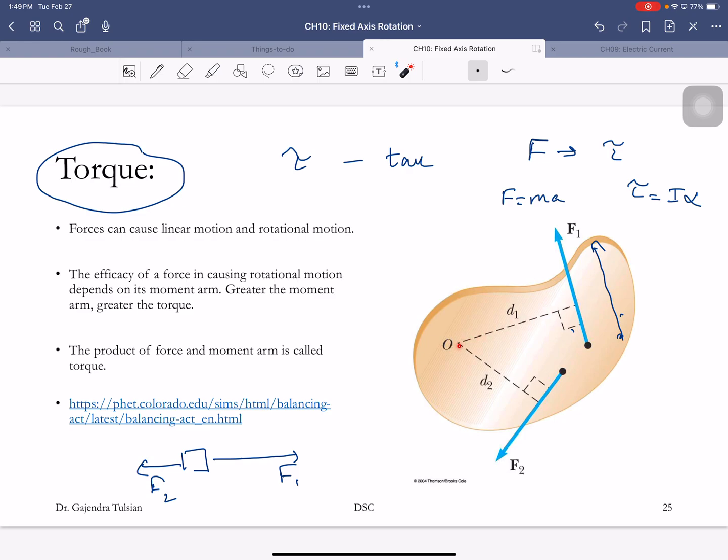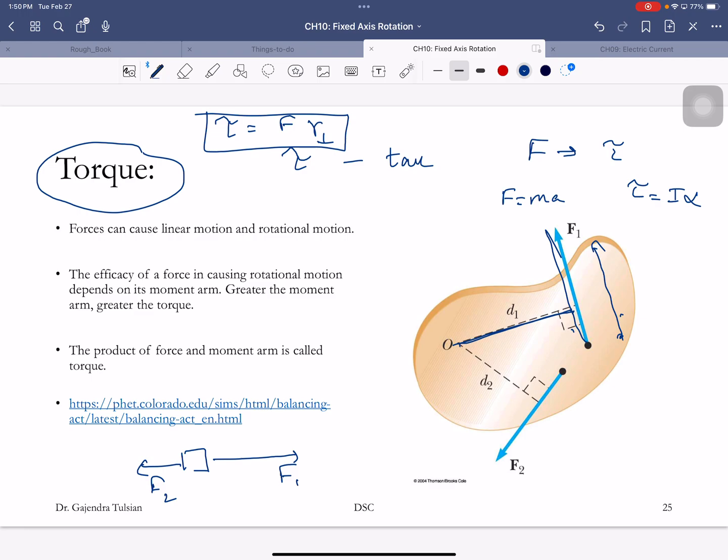So not only does the force matter, it's how far from the axis of rotation that matters. This is called the moment arm. It turns out that torque is equal to the magnitude of the force times the moment arm, which we'll call R perpendicular. The torque depends on the magnitude of the force applied and the moment arm. The moment arm is the perpendicular distance from the line of action of the force to the axis of rotation.